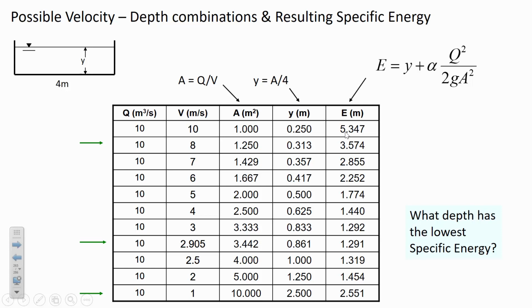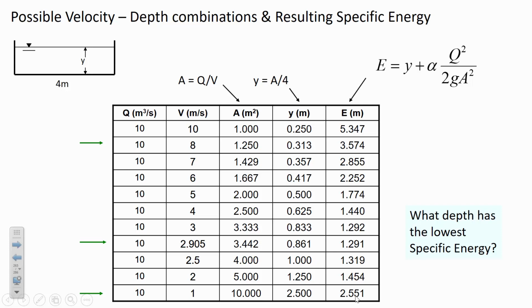If we have 5.3 meters of energy, how much of that energy is in the depth? 0.25. So the vast majority of the energy, when you've got a shallow depth, is in the velocity head. Look how big the velocity is. V squared divided by 2g, if you're squaring 10, that's 100. Now you divide by 2g. So of this 5.347 meters, approximately 5.1 of it is in the velocity head, and only a little bit is in the depth.